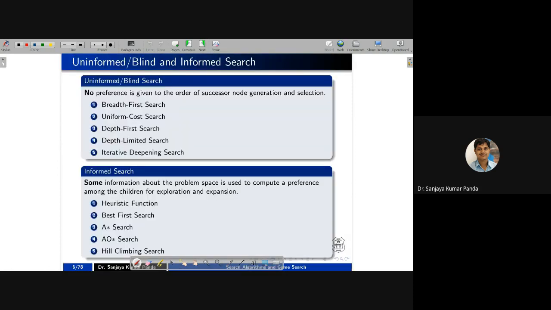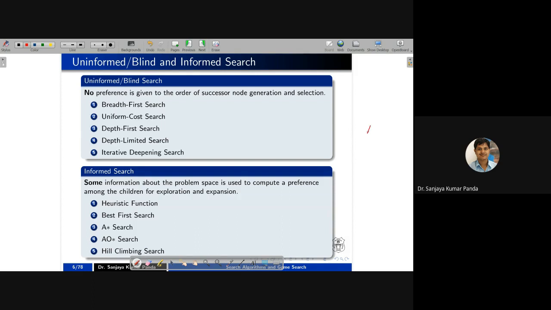As I said, all the search algorithms are categorized into two parts. One is called uninformed or blind search. Blind search means you have no information. Here you can see that blind search indicates that no preference is given to the order of successor node generation and selection. What is the meaning?